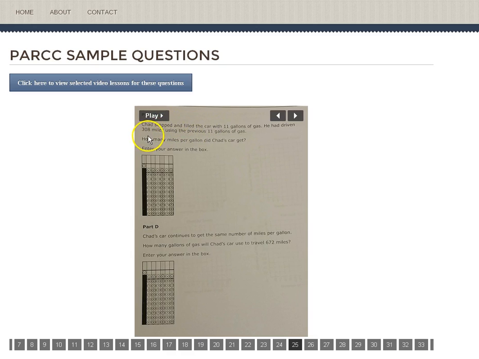He had driven 308 miles per 11 gallons of gas. How many miles per gallon did he get? So again, a unit rate. Our gallon is now going to be our unit. So we want to know how many miles in 1 gallon. So it's 308. Sorry, my memory is off today. 308 miles per 11 gallons. And again, we need to turn this into 1 gallon.